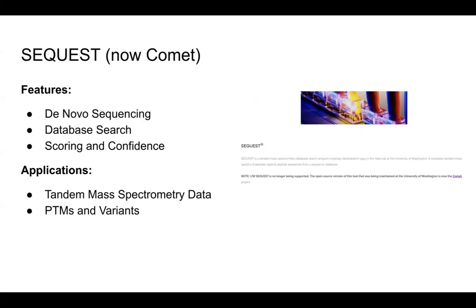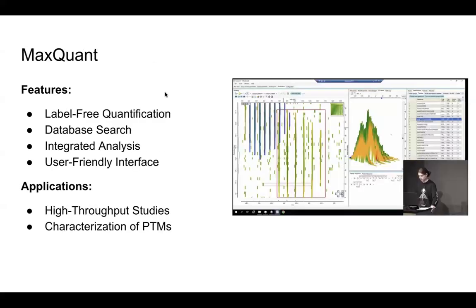So in terms of applications, Sequest is particularly well suited for analyzing data from MSMS experiments, making it valuable for peptide sequencing and protein identification. And it can also identify and characterize modified peptides and variants based on fragmentation patterns. And then I think this is the last one for bioinformatics tools. There's MaxQuant.